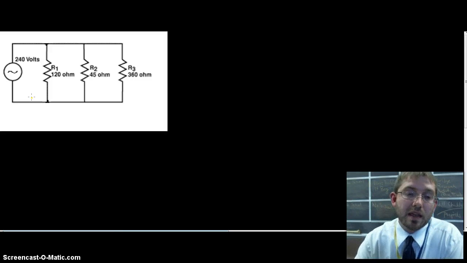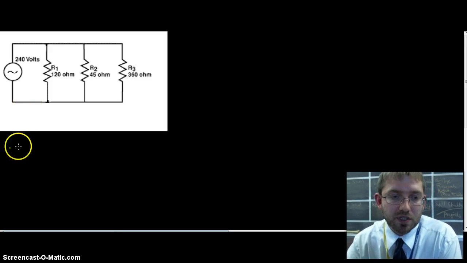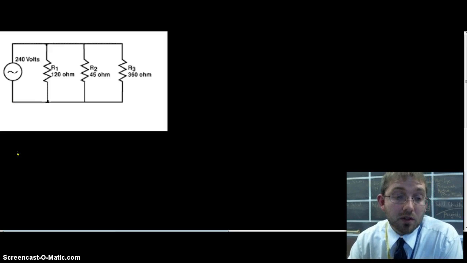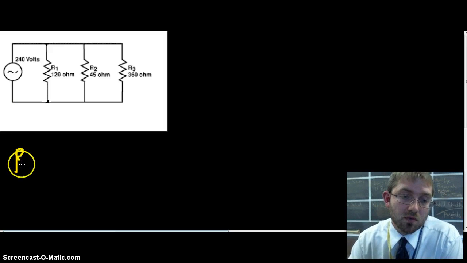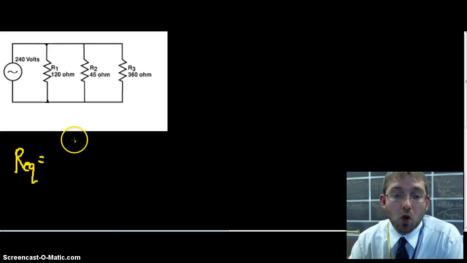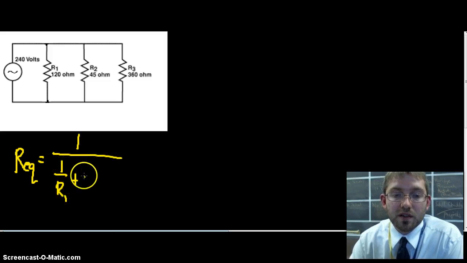In this case, the shorthand way to calculate equivalent resistance in a parallel circuit, well, we'll just write out the equation here and we'll make sense of it in a moment. The equivalent resistance, Req, is equal to the inverse of the sum of the inverses. All right, let me write this out and then explain what it is I'm trying to say.